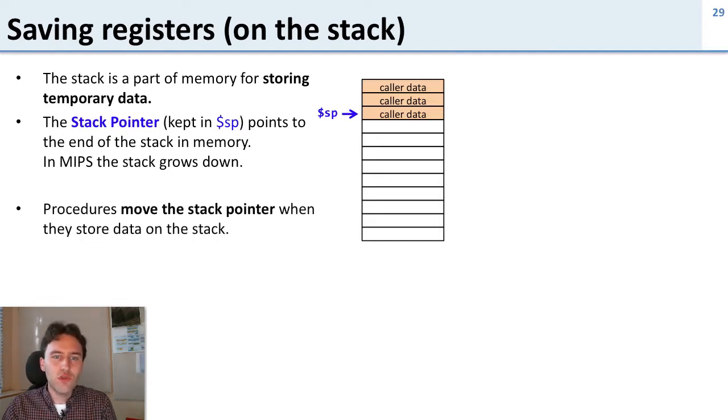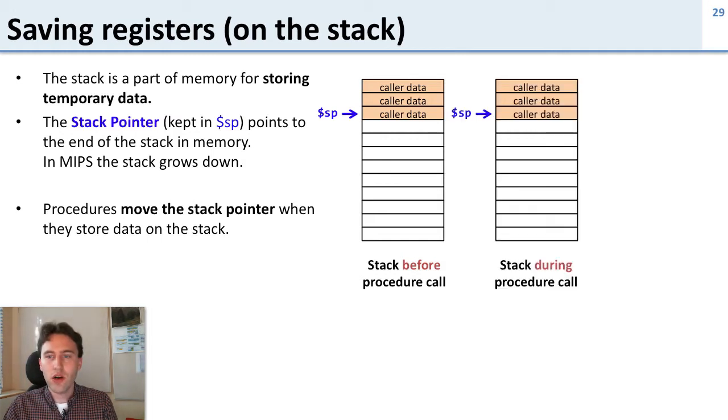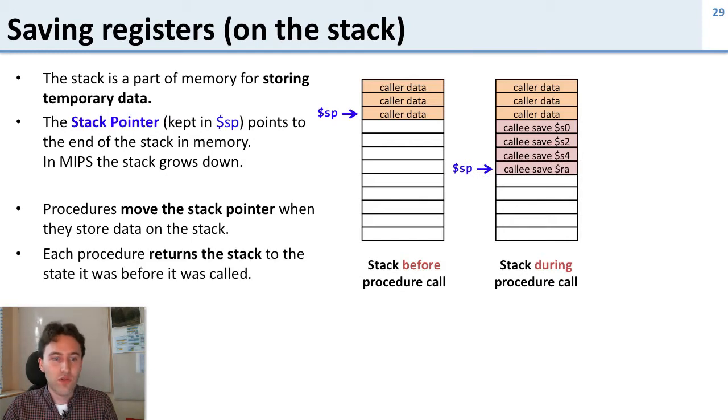So how do we use this? Well, procedures move the stack pointer when they store data on the stack, and then they can store the data there. So here's our stack before we call the procedure. Now when we go ahead and call the procedure, the procedure is going to move the stack pointer, and then it's going to use that place on the stack to store some of its data. Here the callee might save S0. Here it's going to move it again, save another value, move it again, save another value, etc. So here the callee saved 4 values on the stack, and it's done that by moving the stack pointer and writing the values to that location in memory.